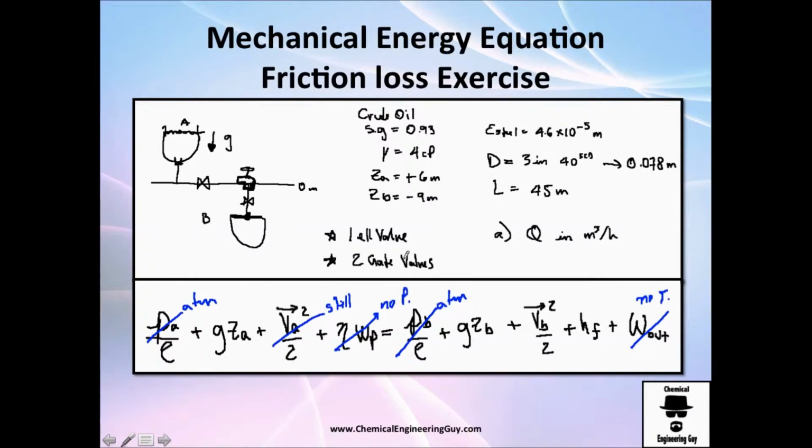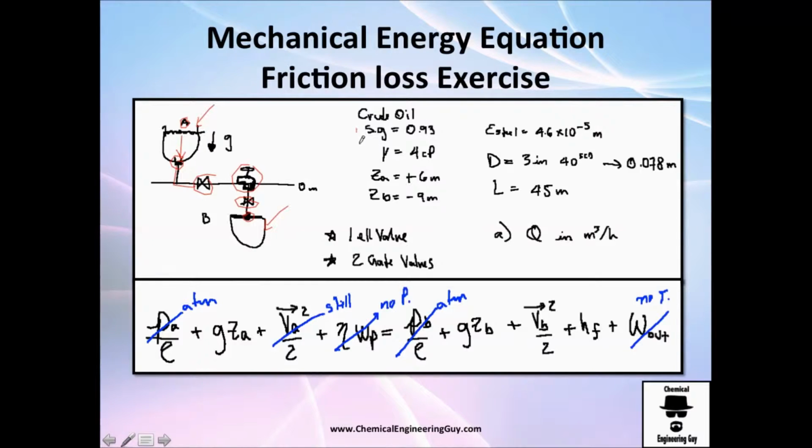Let me explain this little exercise. We have tank number 1 and tank number 2. We have A and B, so fluid is going to flow through here. There is an inlet, and then you have a pipe, you have a valve right here, and you have also another valve right here.